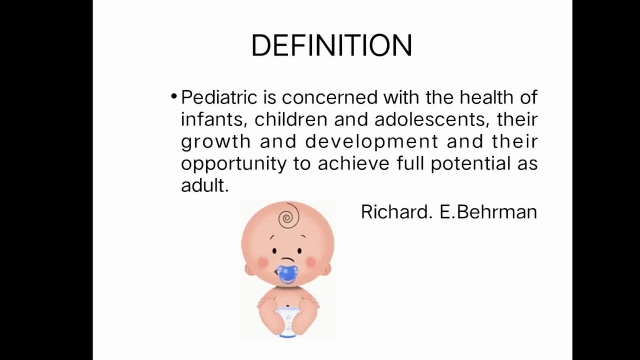For example, if they follow exercise patterns, lifestyle modifications, and improvement of nutrition status, automatically they will have a lower incidence or prevalence of hypertension or diabetes mellitus in the future. So this is the main concept of pediatric nursing: we are concentrating on the pediatric population to ensure better health in adulthood.